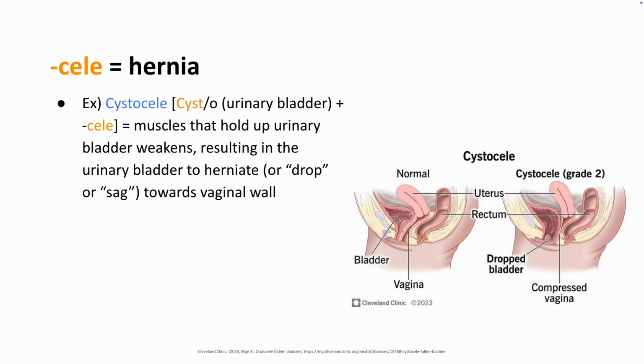wall. So this is how a normal vagina and bladder should look. But if your bladder's muscular wall gets weakened, it can drop and invade the vaginal wall area. It doesn't actually penetrate through, but it compresses it. So this can cause some problems with, for example, menstruation, and just the compression itself can also have bad effects on the uterus as well.